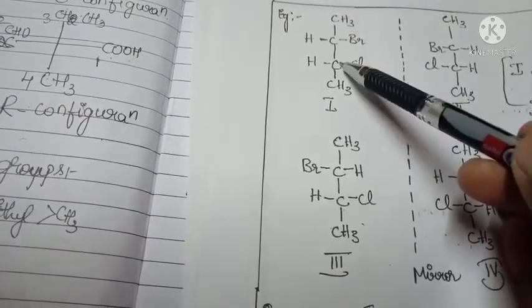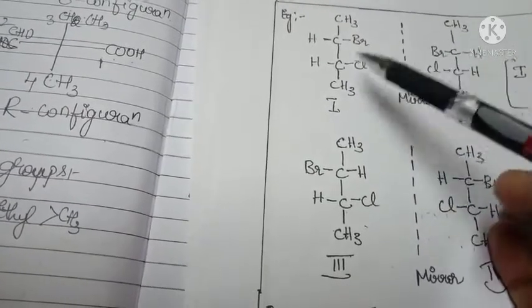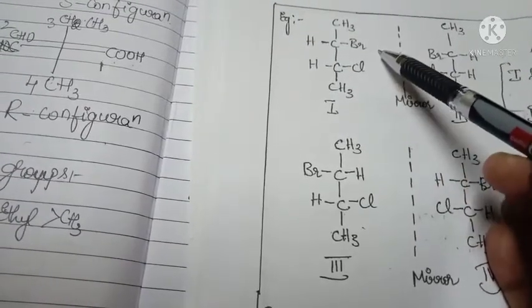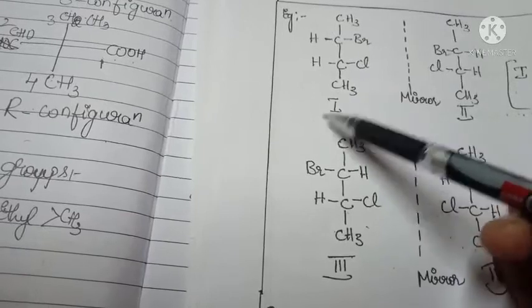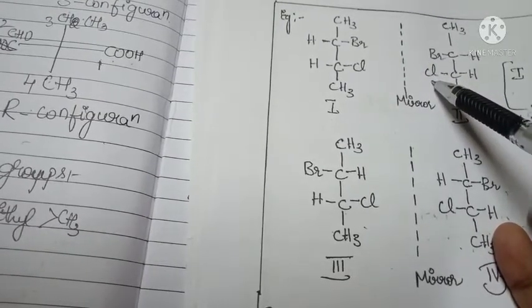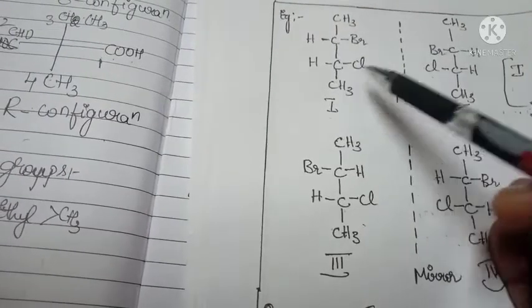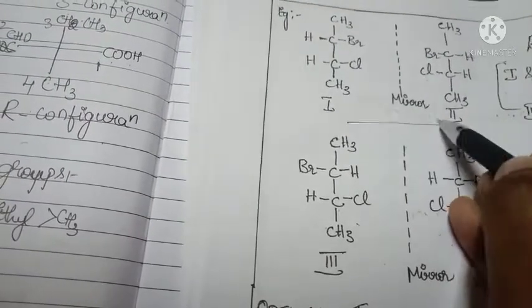Here this is the one molecule and this is the mirror image of the other molecule. Okay, here Br and Cl should be present in the right side. This is first. Okay, here Br and Cl should be present in the left side. So it has mirror images. So these 2 are enantiomers.